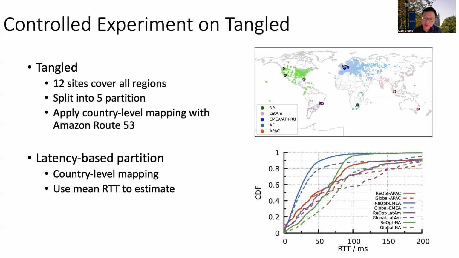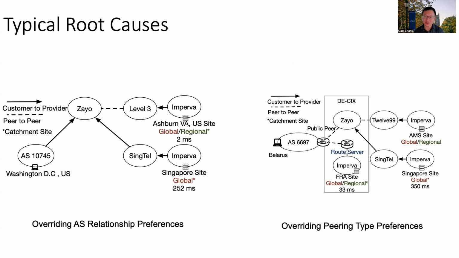To conduct an apples-to-apples comparison, we utilize the Tango testbed. It has 12 different sites all over the world, and we split them into 5 different partitions with a latency-based method and announce them in the same way. In the end, we use the country-level mapping provided by Amazon Route 53. The results show significantly better performance in the regional IP Anycast. With the evaluation results, we show that finer partition and also regional Anycast can bring great performance benefits.